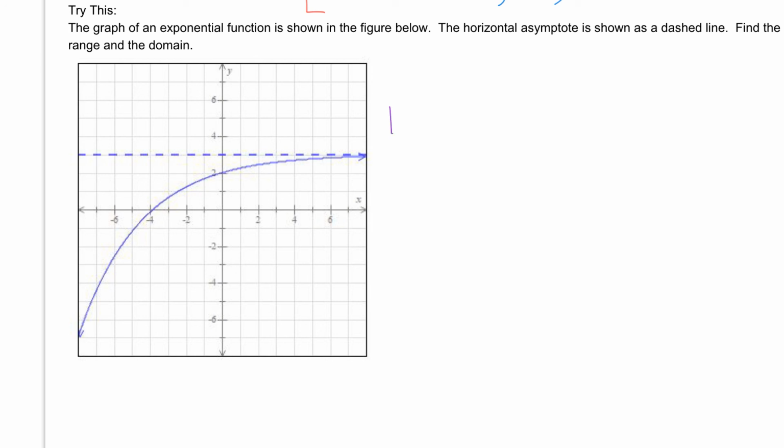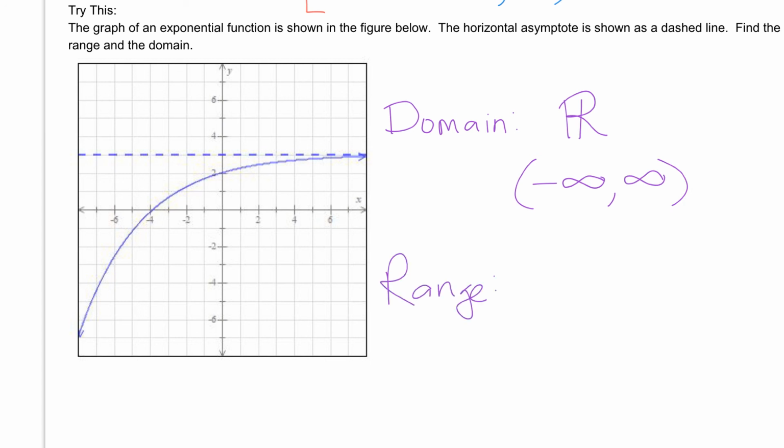If you did this correctly, your domain should be all real numbers. Or if you did it in interval notation, it would be negative infinity to positive infinity. And the range, you could say, is y is less than 3. Or if you did it in interval notation, it would be from negative infinity to 3, not including the 3. If you have questions on either way to write it, let me know.